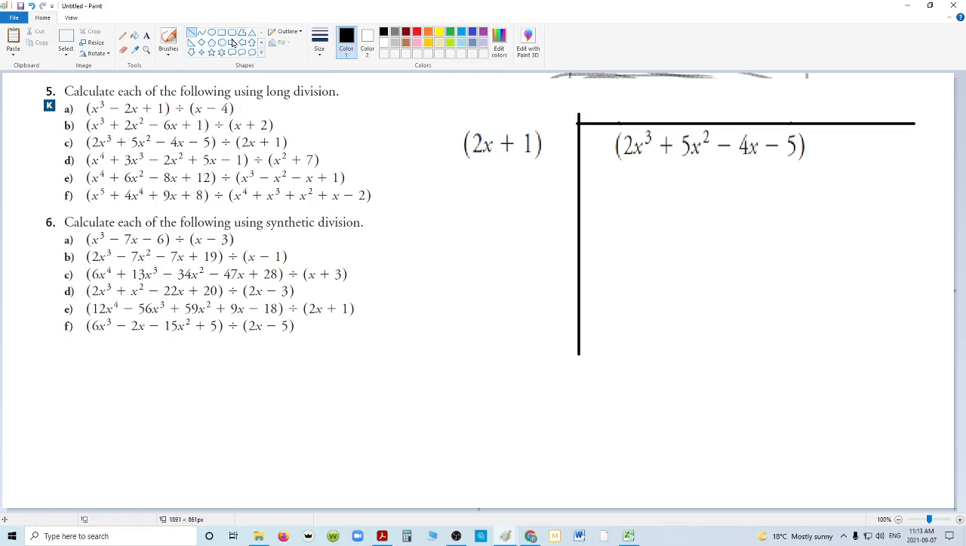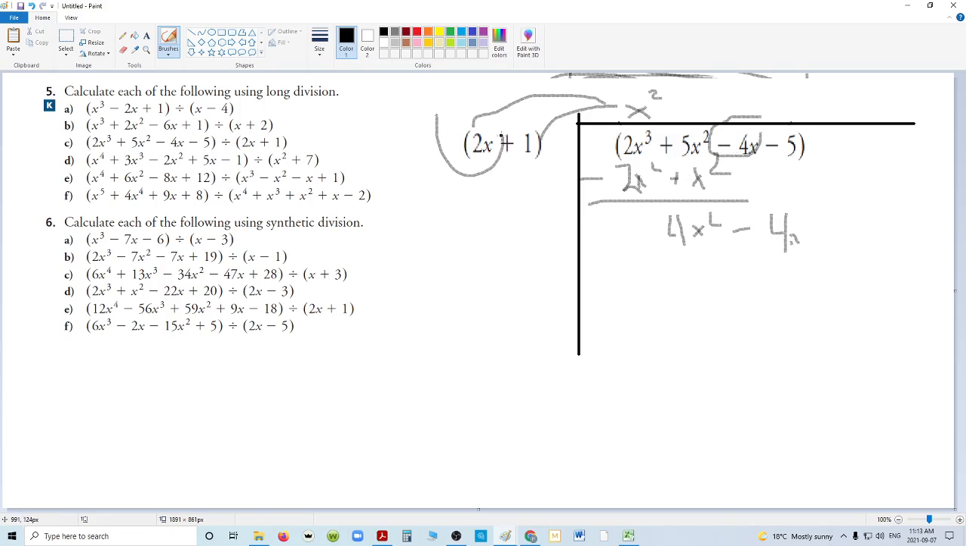Okay, I'm going to just bring it down. And I'm going to go a little bit faster because you should be able to see what I'm doing here. 2x squared times just 1x squared times 2x will give me 2x cubed. And times 1 will give me plus 1x squared, or plus x squared. When I subtract them, I get 4x squared here. I bring down this number.